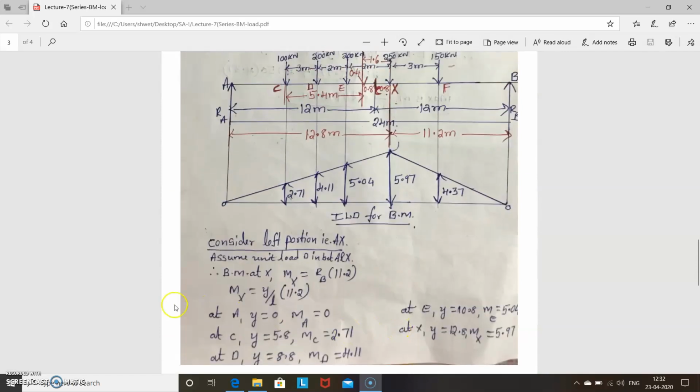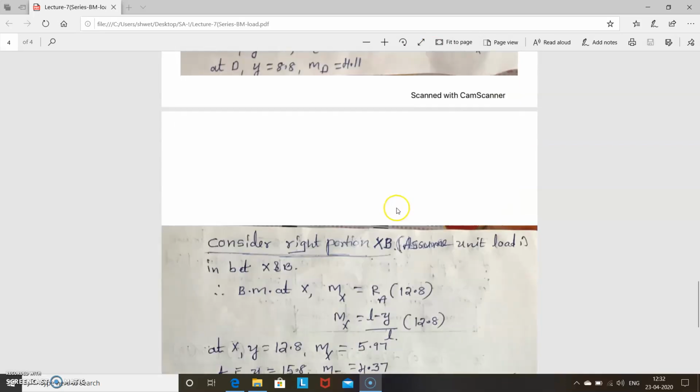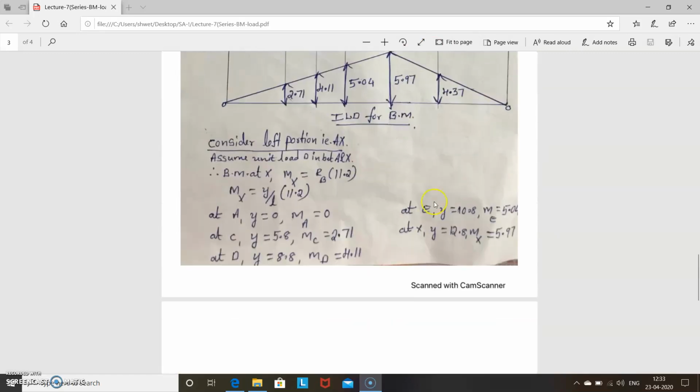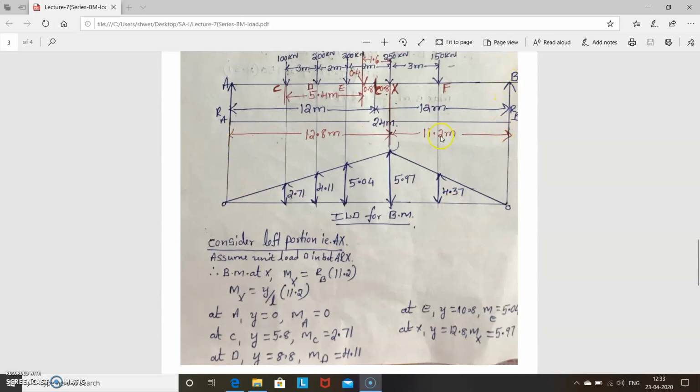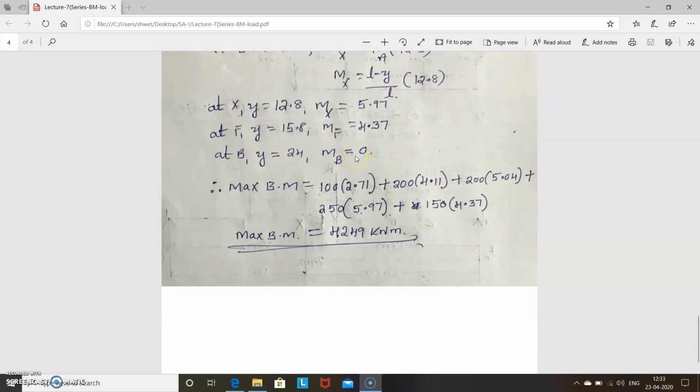As I always say, at the section, bending moment is always equal. You have to get the same answer at X, whether it is from right side or left side. Okay, next bending moment at F. What is that? Bending moment at F, till here it is 12.8 plus 3, it is 15.8. So MF, substitute in this, you get 4.37. Next last point, that is at B. So Y is equal to full distance, that is 24. So if you substitute in this, you get 0.